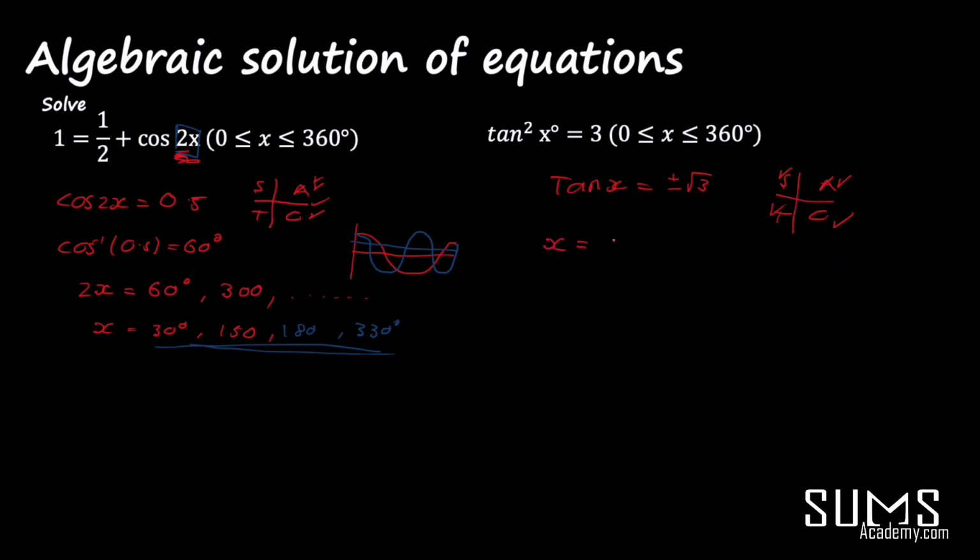So x is going to be equal to, well, let's first work out tan inverse of root 3. This is equal to 60 degrees. So x in the first quadrant here is going to be 60. The second quadrant is going to be 180 minus 60, so 120. And then the third quadrant is going to be 240. And the last quadrant is going to be 300.